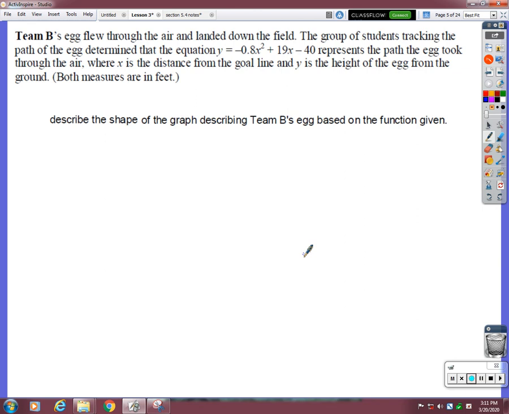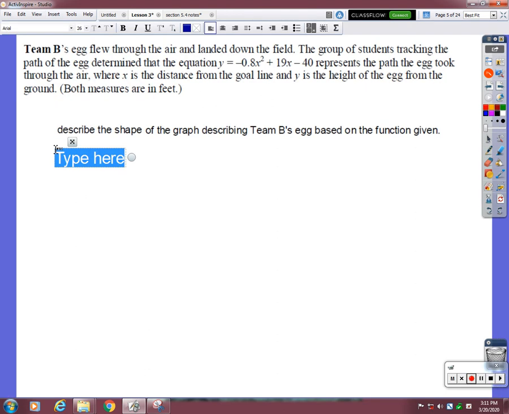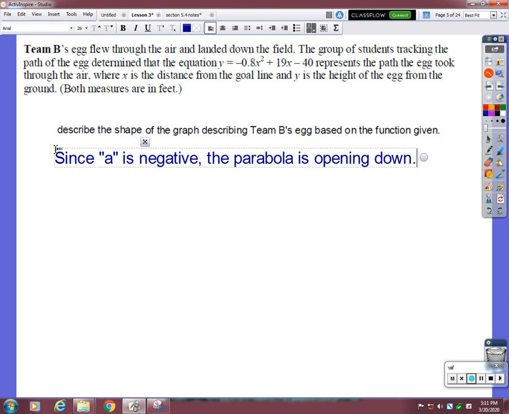Okay, Team B's egg flew through the air and landed down the field. The group of students tracking the path of that egg determined an equation that would represent the path the egg took. Describe the shape of the graph describing Team B's egg based on the function given. So let's brainstorm. What do you notice? Well, we notice that since A is negative, the parabola is opening down. Talked about that yesterday. This little negative thingy right there means the parabola is going to open down.